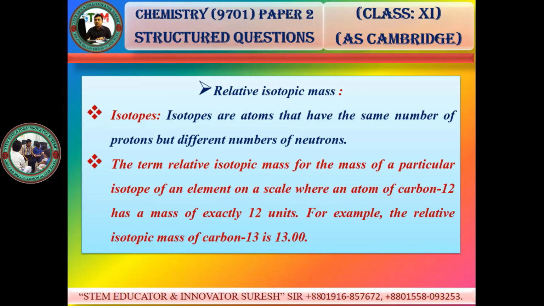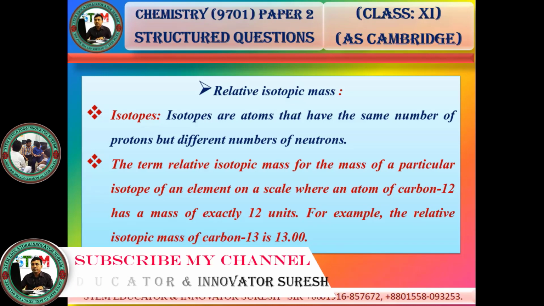And then we have to define relative isotopic mass. So, in order to find out relative isotopic mass, first of all we have to know what is called an isotope. Isotopes are atoms that have the same number of protons but different numbers of neutrons. Always they are the atoms of the same element.